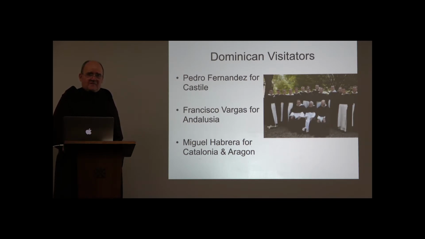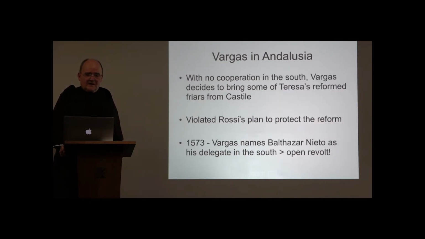The central province for Teresa's reform was still Castile, so Pedro Fernandez was given the task of visiting that province. Another Dominican, Francisco Vargas, was sent to Andalusia, and a third, Miguel Abrera, was sent to Catalonia and Aragon in the east. Essentially, Vargas was the only one that found anything really wrong, because remember, the other provinces were doing fairly well.